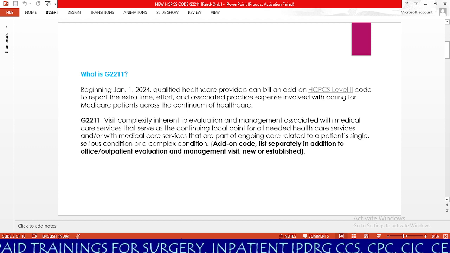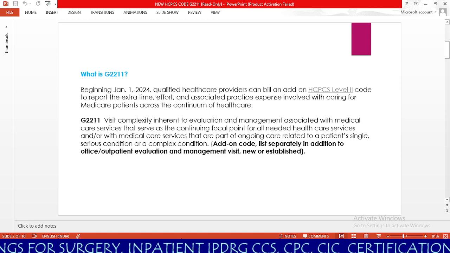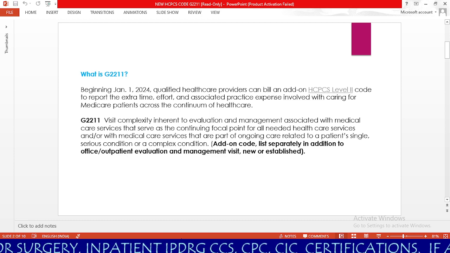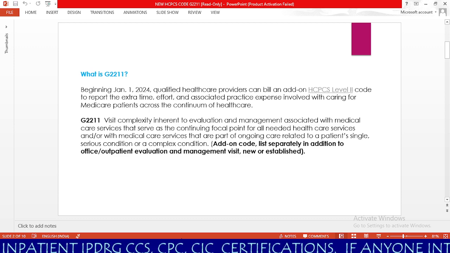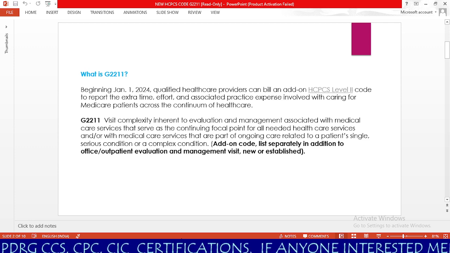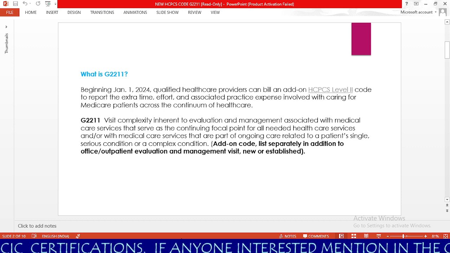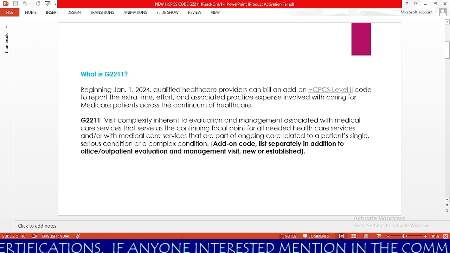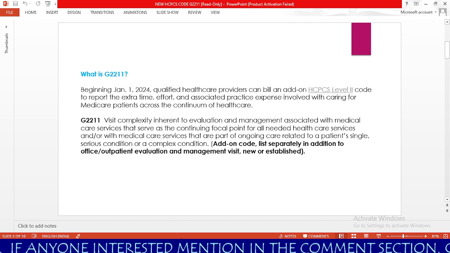So basically, in order to code G2211, the patient needs to have one complex or serious condition, and the QHP needs to provide continued care related to that serious or complex condition. So here the physician needs to maintain long-term care with the patient in order to treat that serious or complex condition.